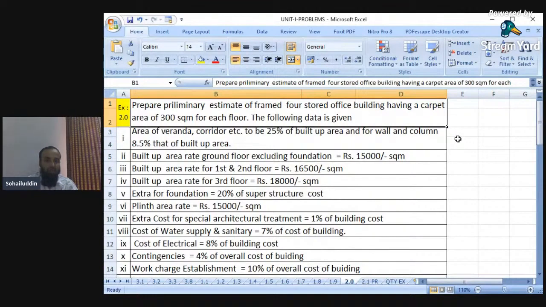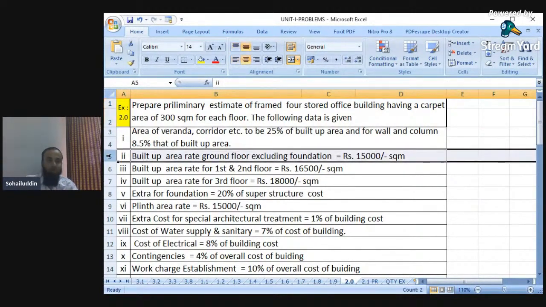Again, the built up area rate ground floor excluding foundations, the different rates are given. Now these heads, serial number 2, 3, 4, are most important. So serial number 2 says the built up area rate ground floor excluding foundations. Excluding foundation, the built up area rate is nothing but 15,000.